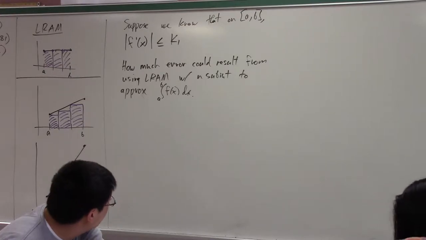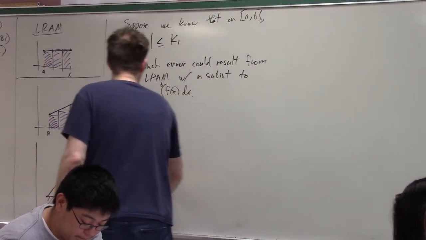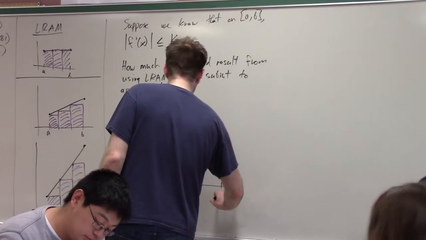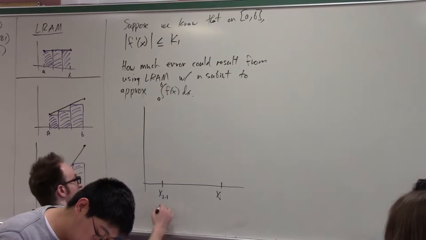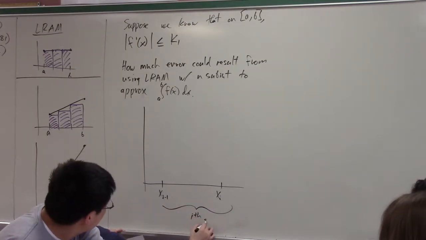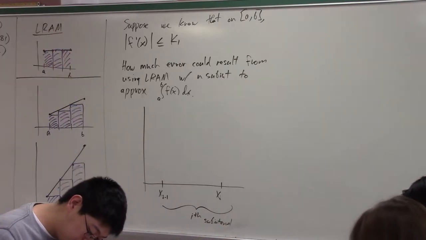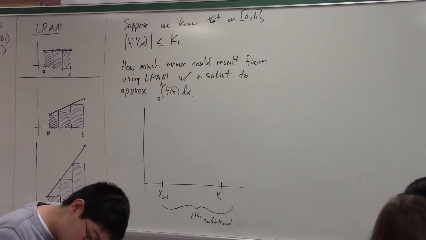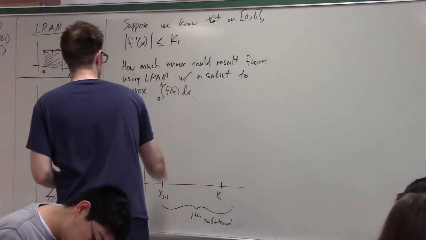All right. Well, the thing to do here is to look at a particular subinterval. I'm going to look at the subinterval from x sub i minus 1 to x sub i. So this is the ith subinterval. Let's see how much error we get on the ith subinterval, and then that will help us determine how much total error we get. All right, well, what might this function look like on the ith subinterval?